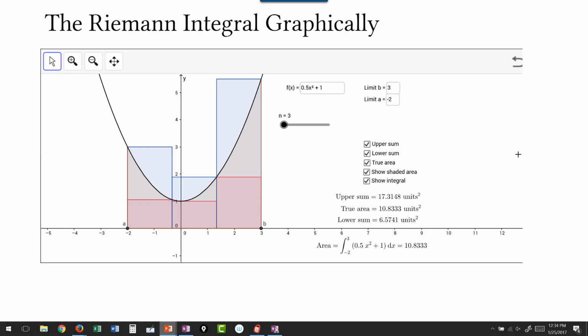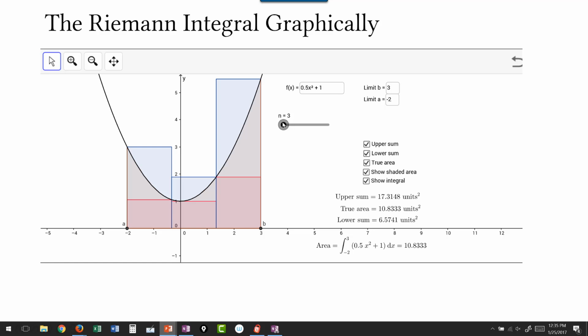So we can see this definition in action in the next applet. This is set up with a graph of the function one half x squared plus 1. We can change that if we'd like, but for now we'll leave it. And the limits for finding the area go from negative 2 to 3. Now to start off with, we've split the area up into 3 rectangles, and notice that whether we're using the upper sum or the lower sum, we've got quite a bit of error in that estimate.